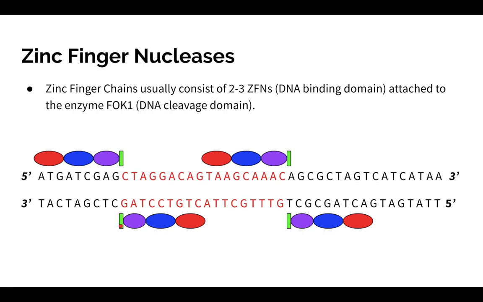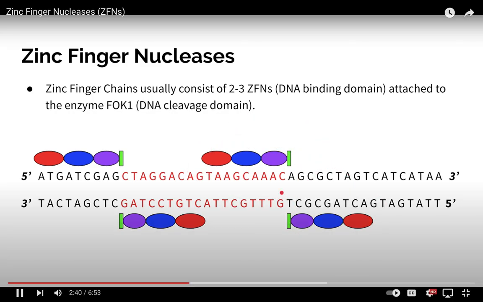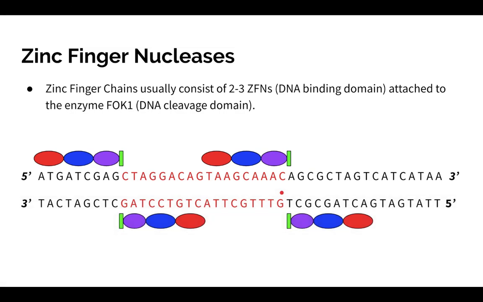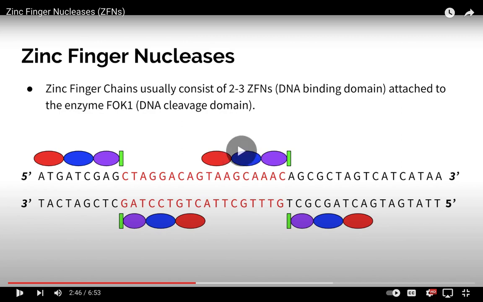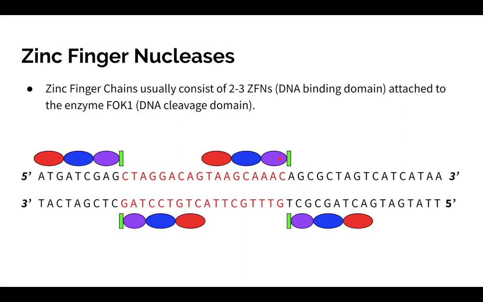And so to remove an entire sequence like the one I've outlined in red, we need to make a cut here and another cut here. And that is why it's required that we have 4 of these groups of zinc fingers and FokI to do that. That would be a minimum of 8 zinc fingers, or usually a maximum of 12, like I've done here.